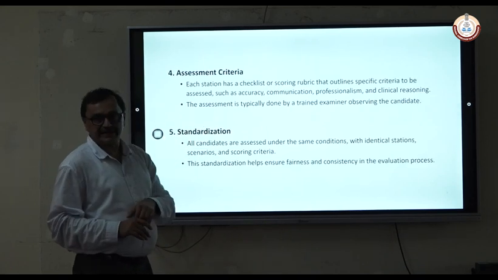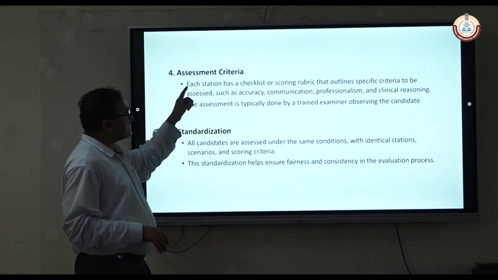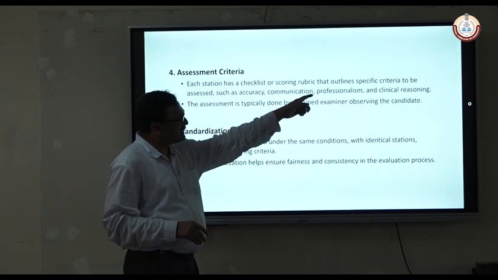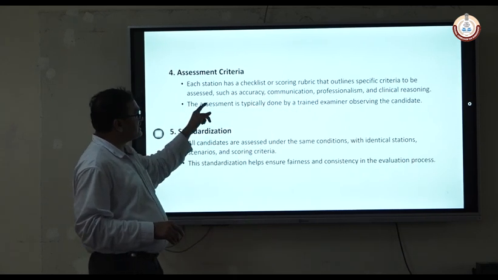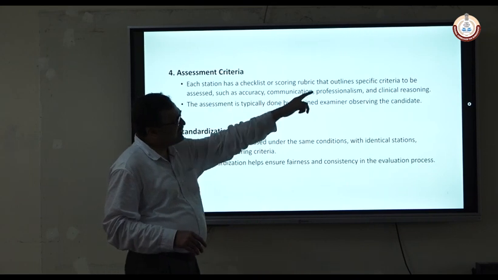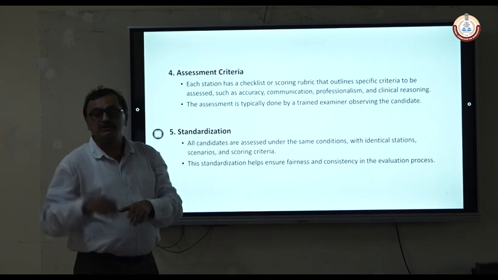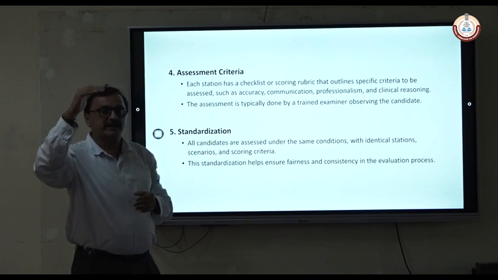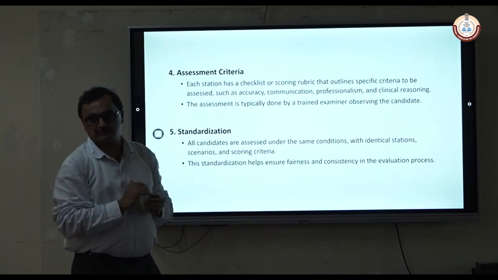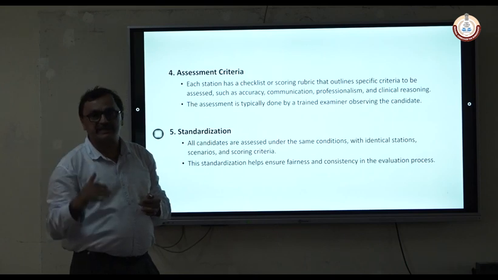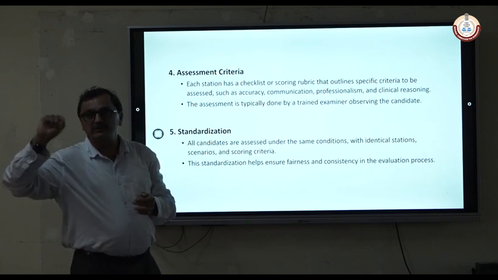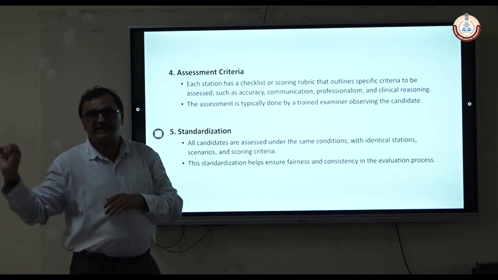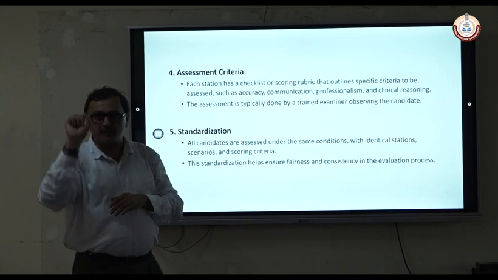Then, assessment criteria. Each station has a checklist or a scoring rubric that outlines specific criteria to be assessed, such as accuracy, communication, professionalism, and clinical reasoning. So, you give a station, you formulate the checklist. What all things a student is expected to do, and as per that, you give the checklist, and an observer is there to tick it. Yes or no, yes or no. That's all. He is not going to do anything else. Okay, it's totally objective evaluation.